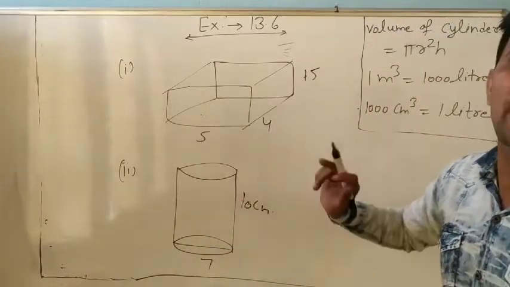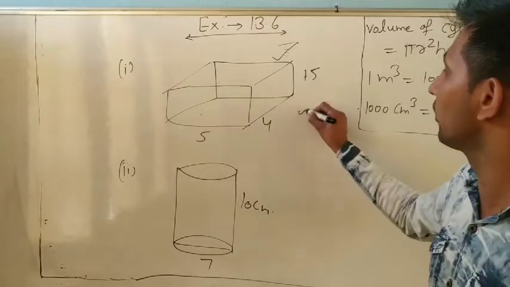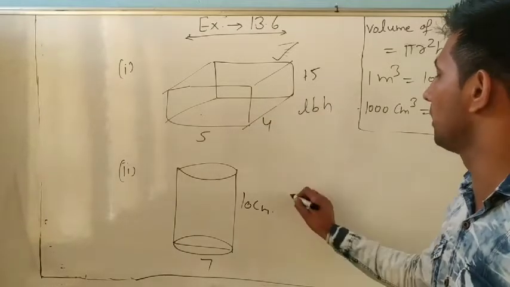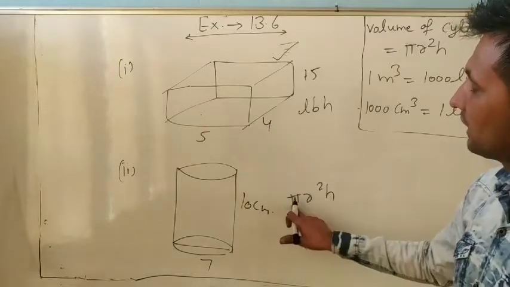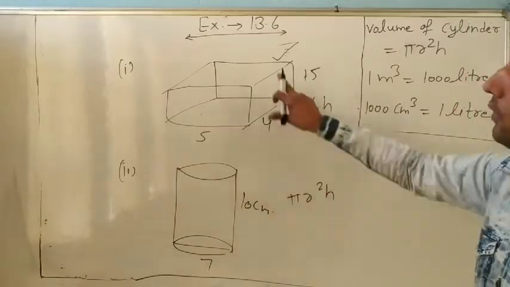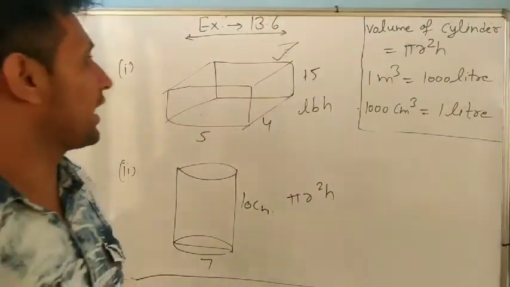Capacity means we have to find the volume. So find the volume of this one. Volume of cuboid everyone knows, L into B into H, and volume of this one is pi R square H. So we will find both. R given, H given, L given, B given, H given. We will find its volume.